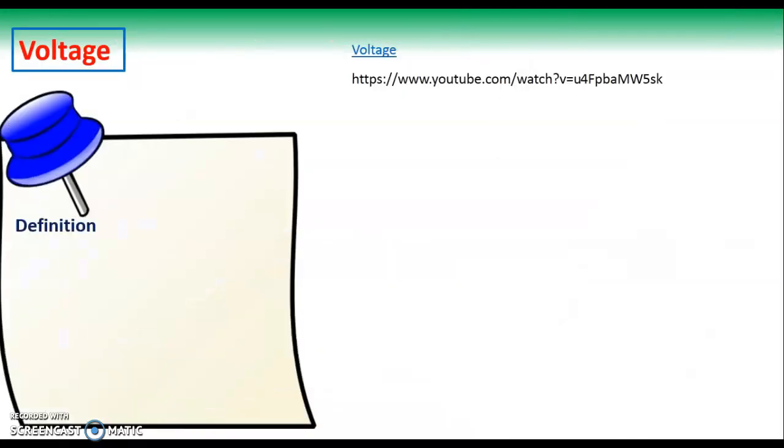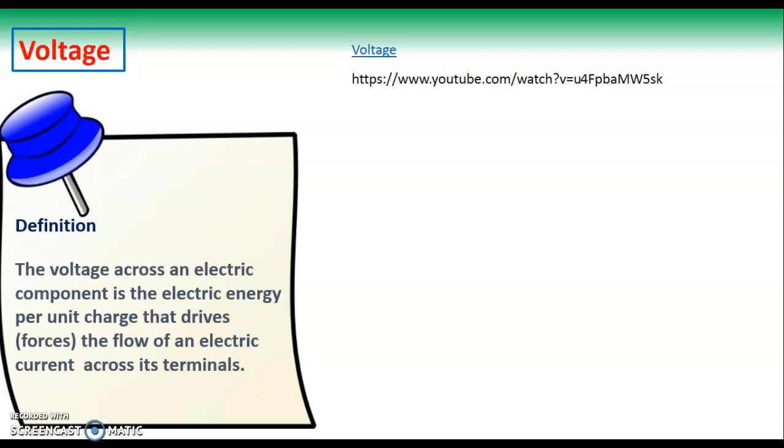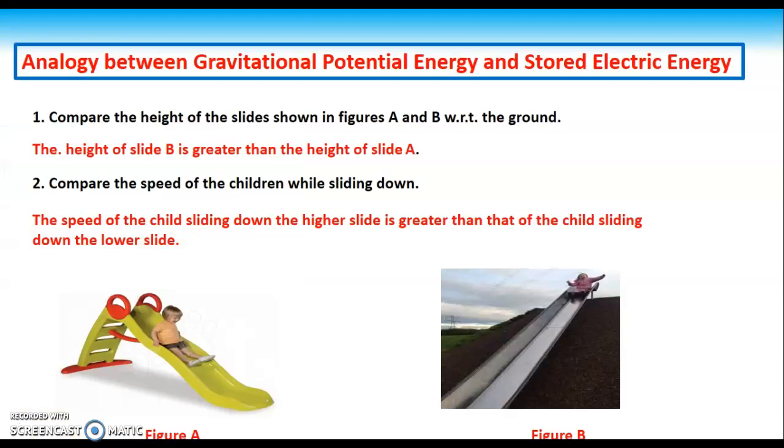Now voltage. By definition, the voltage across an electric component is the electric energy per unit charge that drives or forces the flow of an electric current across its terminals. Analogy between gravitational potential energy and stored electric energy, or in other words, the voltage here.